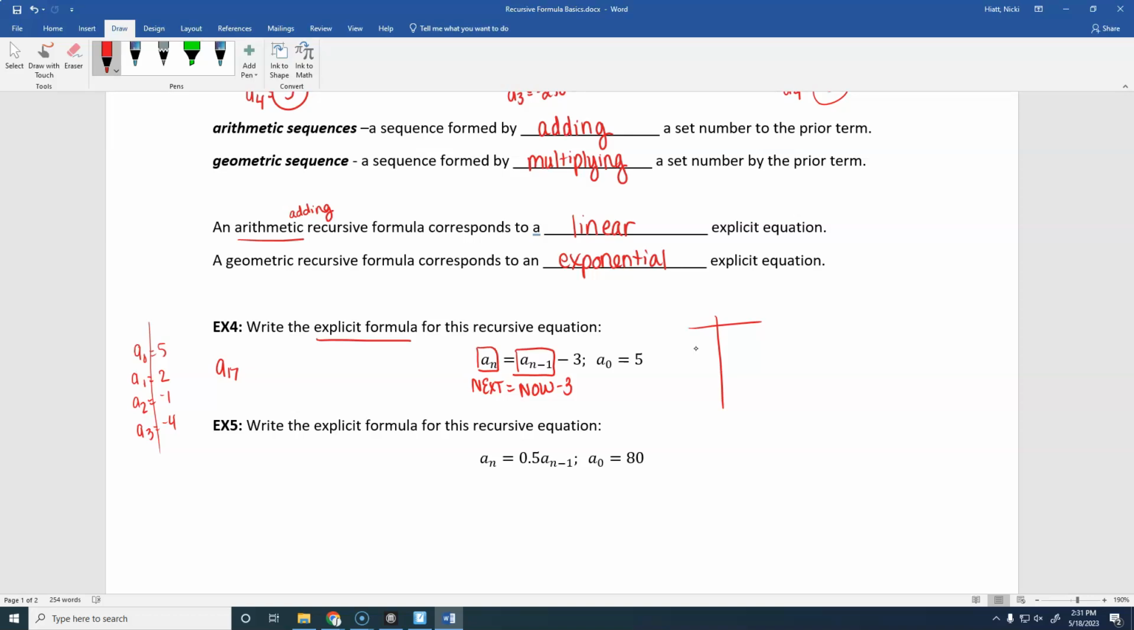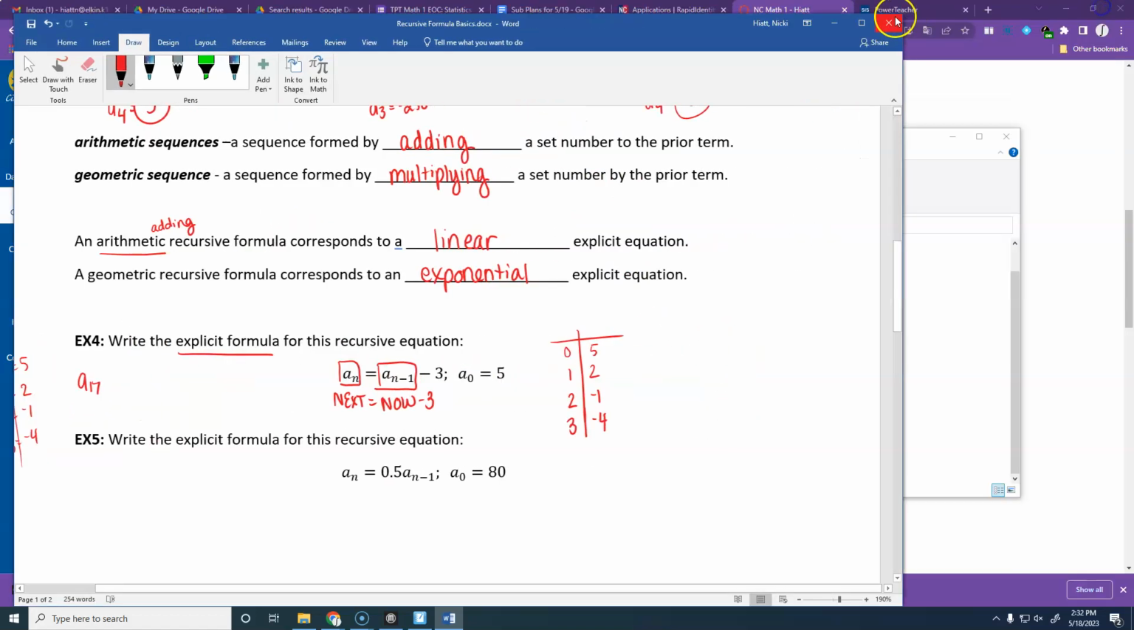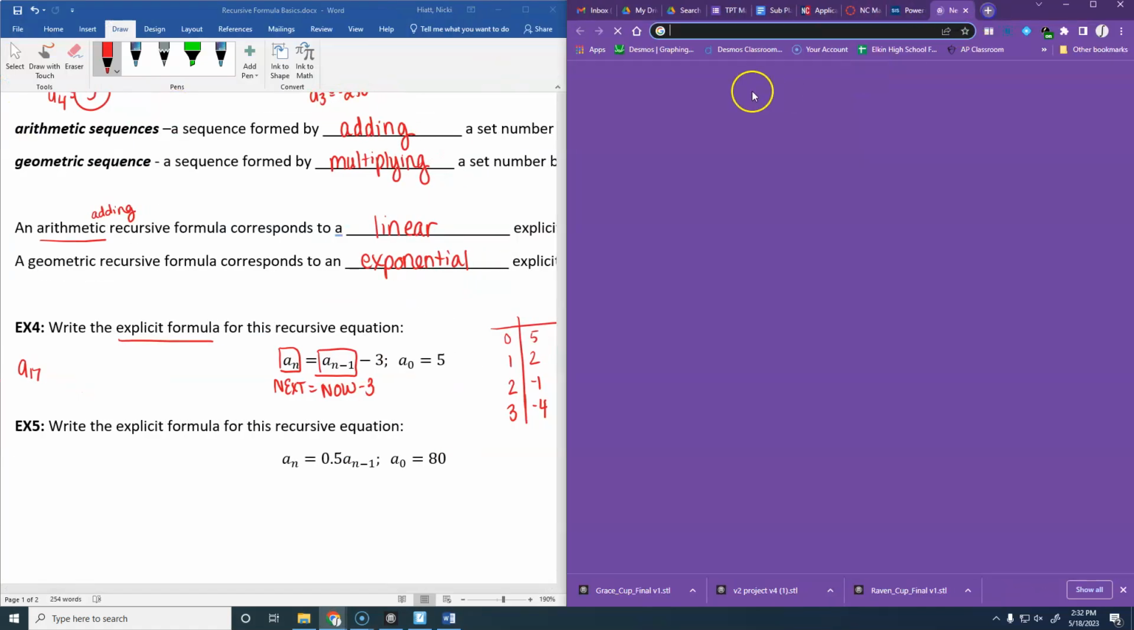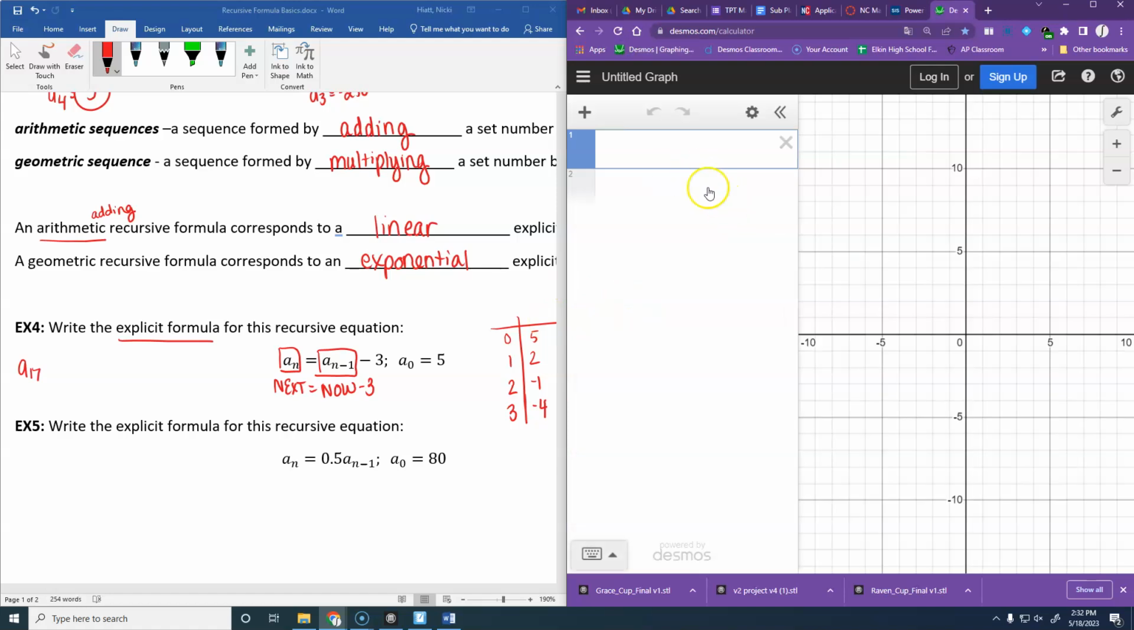So I had a 0 here, and then I had a 5. I got a 1 here, and I got 2. My base was 2 here, I got negative 1. 3 here, I got negative 4. Let's make a table out of this. Okay, so if I have a table, and hopefully this will show up on the calculator active section, because that ruins what I'm going to tell you how to do if it doesn't.